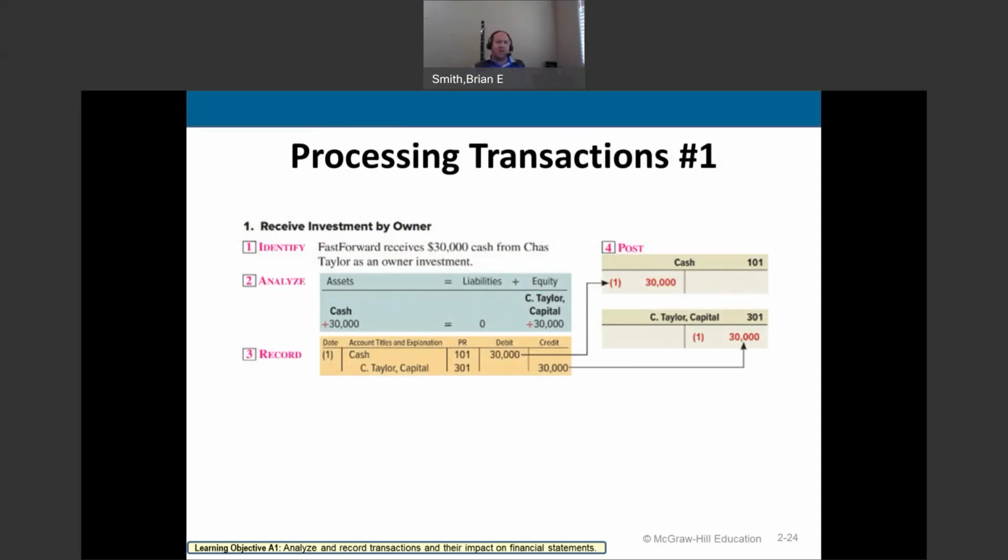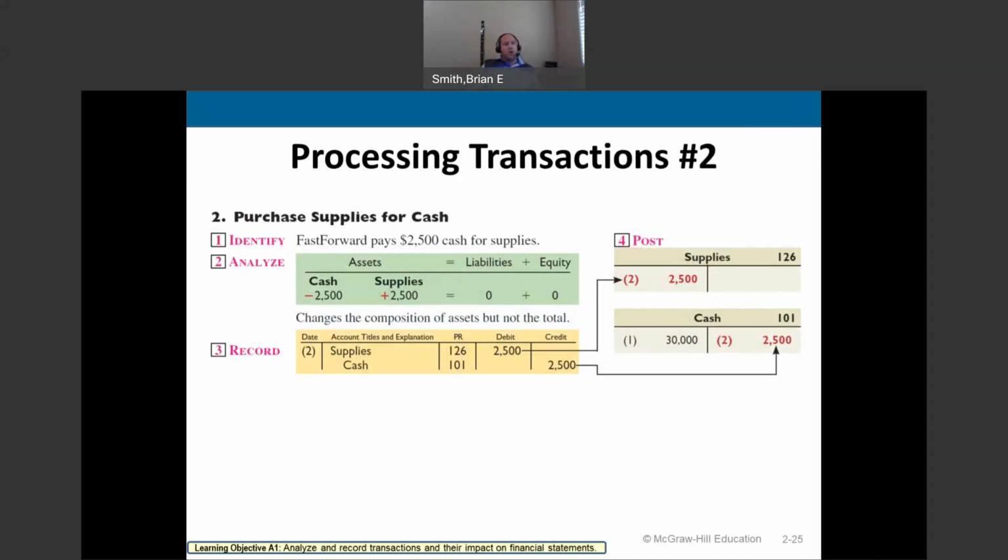Well, cash is an asset, so debits will increase it. So we're going to debit cash for $30,000. Well, we're also dealing with the C. Taylor capital. What increases the capital account? In this particular case, the owner's contributions, a credit is going to increase it. So we're going to credit that for $30,000. So we see we have a debit for $30,000 and a credit for $30,000, and they both still equal in the accounting equation, so we're still good. That's what we want to look for, okay?